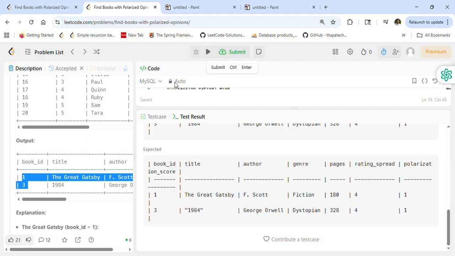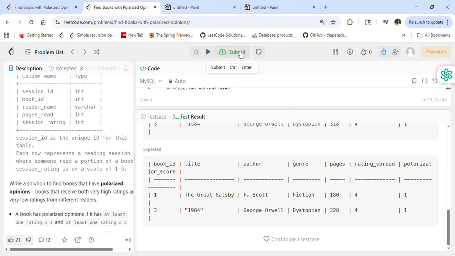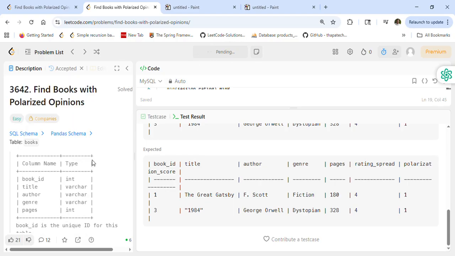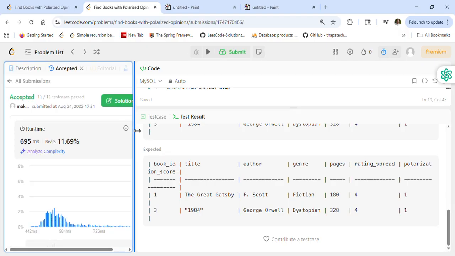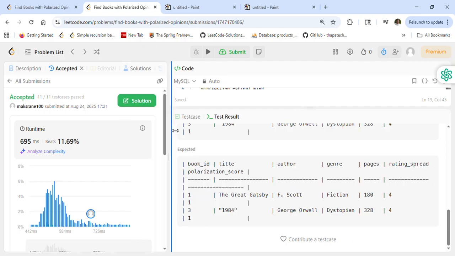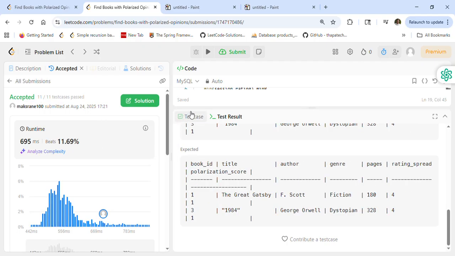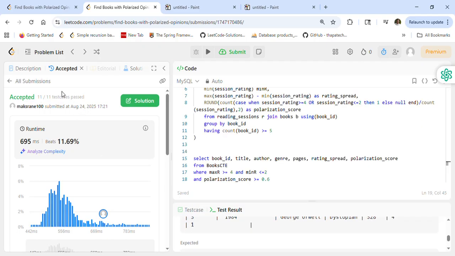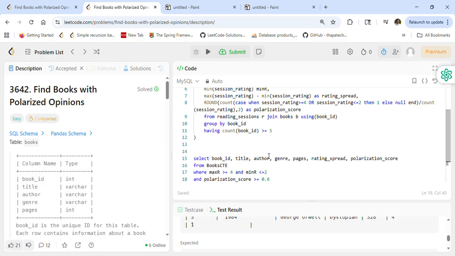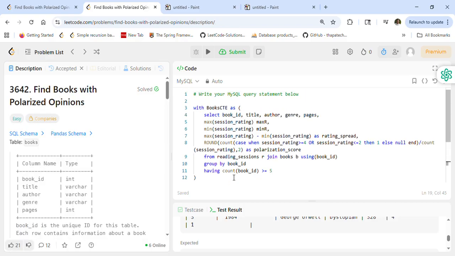So we'll submit this solution now to LeetCode. Make sure this SQL gets accepted by LeetCode. And as you can see, the SQL is successfully accepted by LeetCode. I'm not very sure about these numbers, but this is how you can write a clean solution to solve this coding problem on LeetCode 3640, find books with polarized opinions.